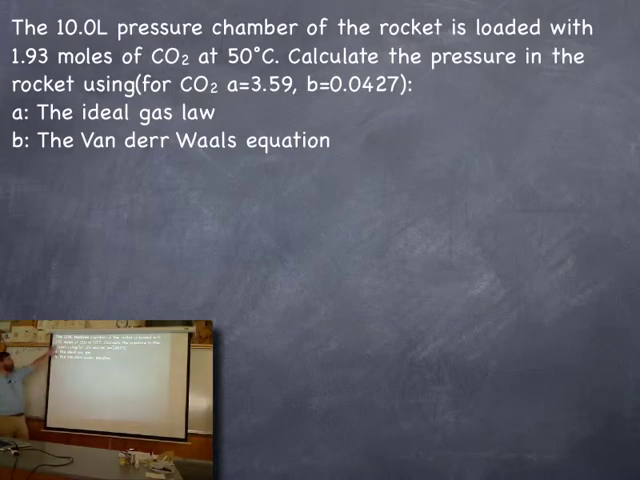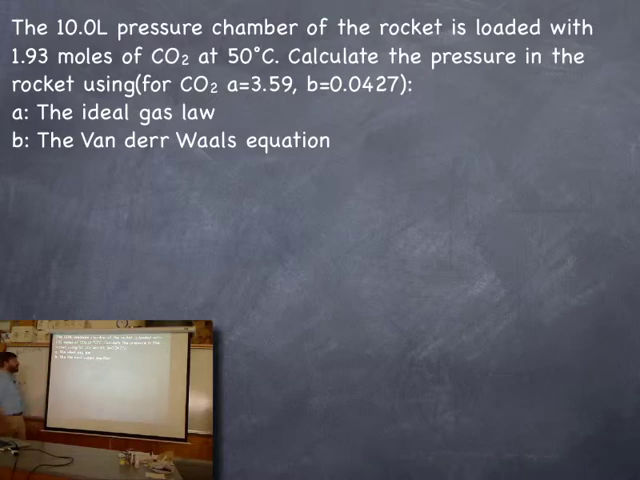So our rocket's 10-liter pressure chamber is loaded with 1.93 moles of carbon dioxide at 50 degrees Celsius. Calculate the pressure. We can do that with the ideal gas law. Volume has to be in liters or else you're going to change your R value. The R value that we always use, 0.0821, is in atmosphere liters per mole Kelvin. That sets all the units. If you change the units, then the physical value of R is different.